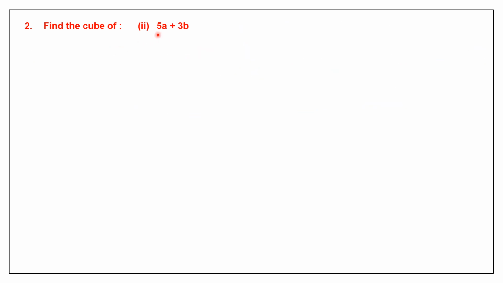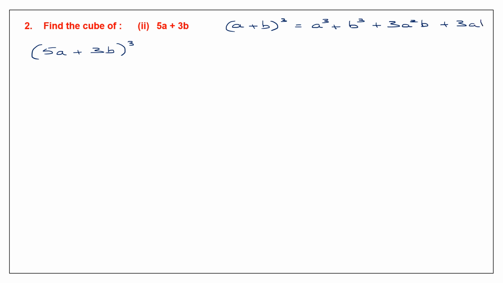Question 2, we have to find the cube of 5a plus 3b. So 5a plus 3b, the whole cube. Again, we're going to use the expansion a plus b, the whole cube. So this will be a cube. Now you can put b cube at the end or at the beginning. A cube plus b cube plus 3a square b plus 3ab square. So the order of this can change. You can put this b cube at the end also, or you can put it this way. So here now you're going to write a plus b the whole cube. So this is a and this is b. So keeping that in mind, we're going to use this expansion.